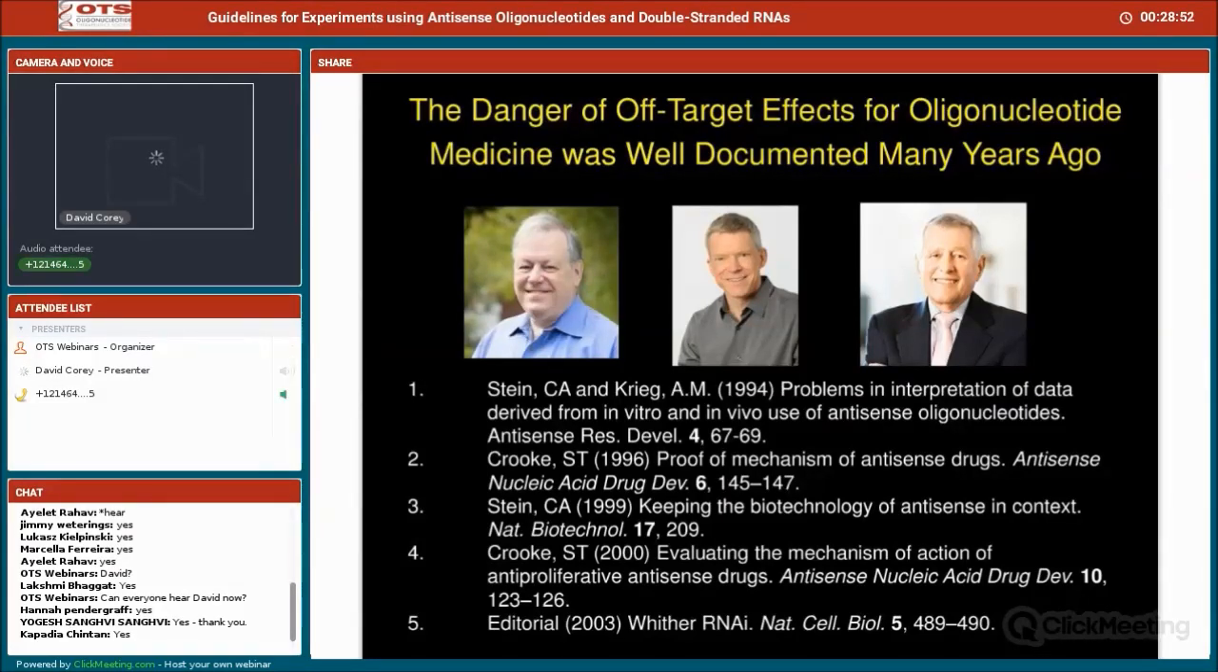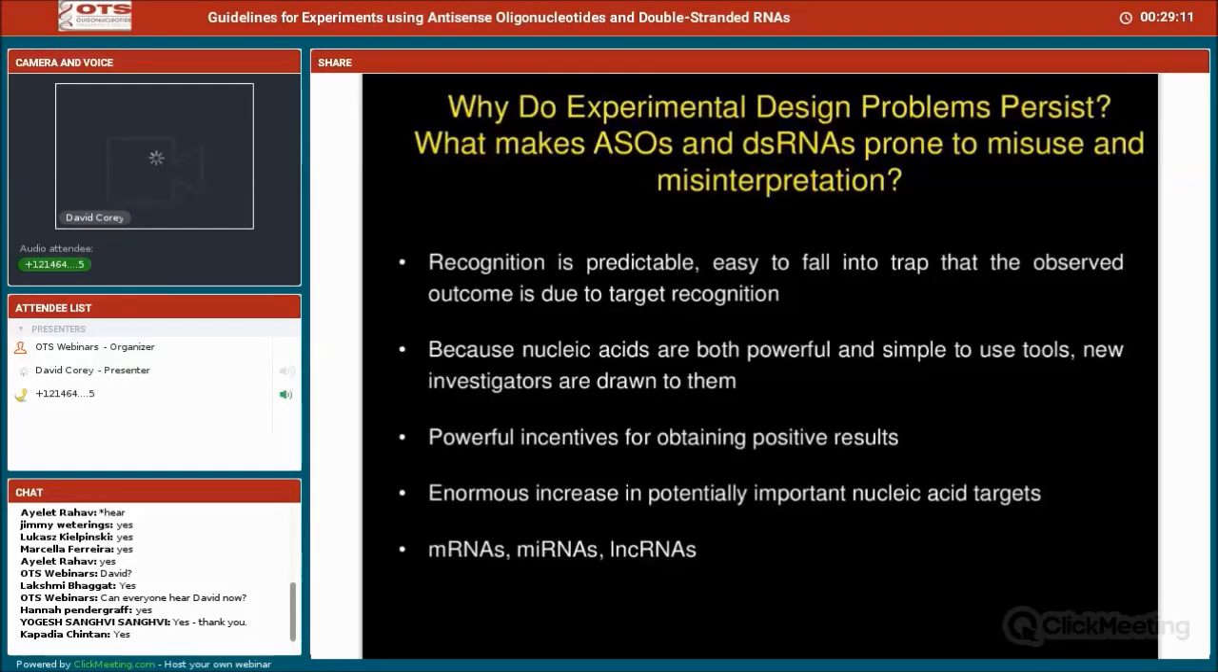My purpose today is to reiterate some of the lessons that these pioneers taught us, and also to update them somewhat so that this conversation of how to do the best experiments can now be moved into the second decade of the 21st century. Okay. So these great reviews, these great commentaries appeared 20 years ago. Why do we keep having a problem with how people design their experiments using antisense technologies? I have a few thoughts on that.